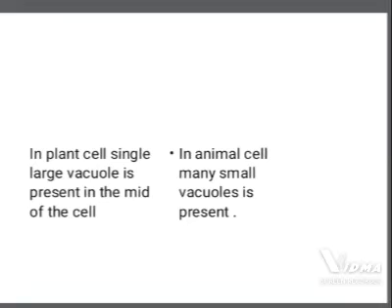In plant cell, a single large vacuole is present in the mid of the cell. Due to the presence of a single large vacuole in the mid of the cell, it pushes the nucleus toward the periphery of the cell. That's why the nucleus of the plant cell is present near the periphery of the cell. While in case of animal cell, many small vacuoles are present, not a single large vacuole.